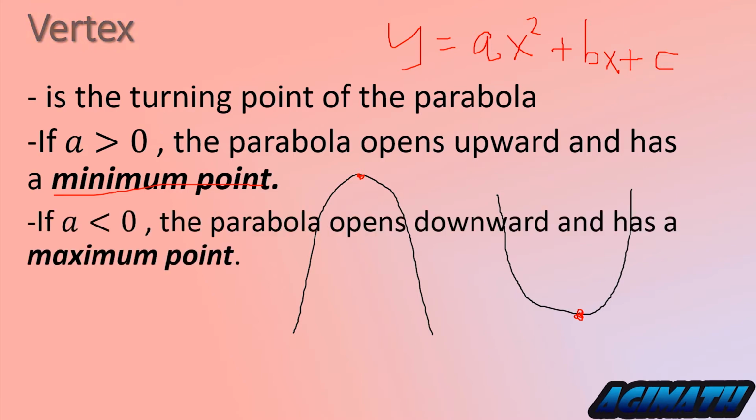And then if a is less than 0, meaning if a is negative, because there are cases wherein a is negative, the parabola opens downward. And this is the graph. The parabola opens downward, and the implication is it has a maximum point. As you can see, when the parabola is opening downward, the vertex is at its highest point. That's why it's called the maximum point.